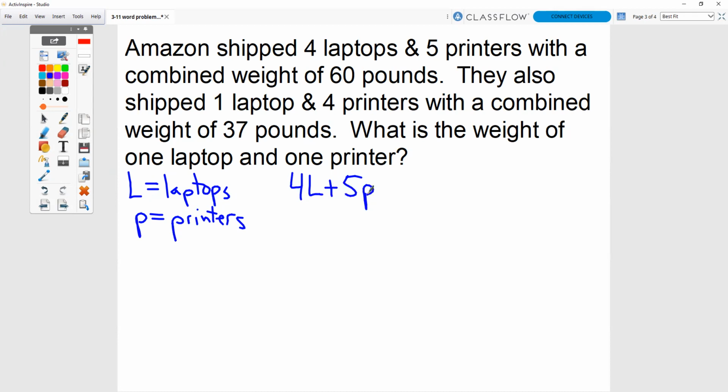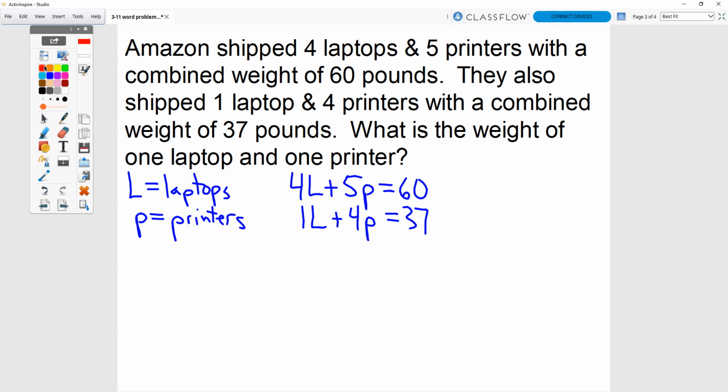Plus 5 printers, 5P, and they have a combined weight of 60 pounds. 1 laptop, so 1L, and 4 printers, 4P, combined weight of 37 pounds. There's my system of equations. Now what I need to do is multiply to create opposites.